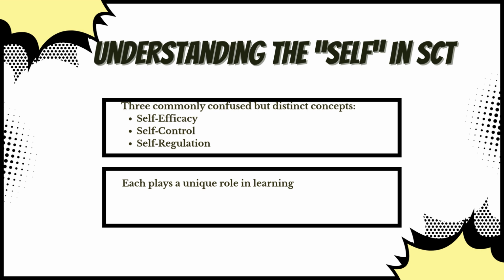So let's understand the self in social cognitive theory. Students often confuse self-efficacy, self-control, and self-regulation. While they are related, they serve different functions in learning. Understanding these distinctions helps educators design better interventions.